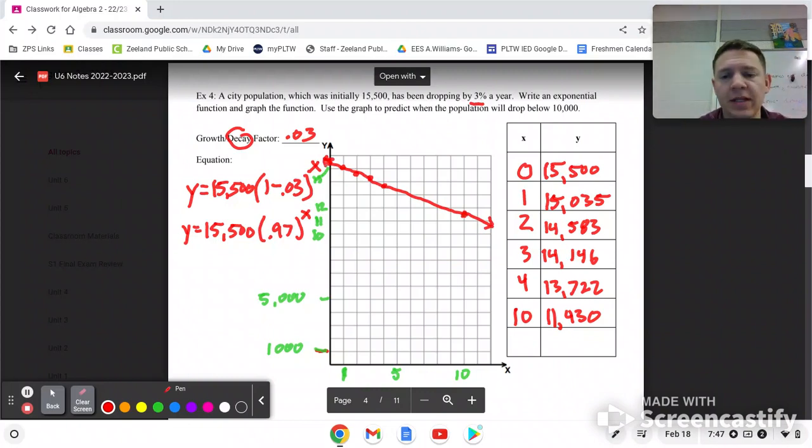Now we have to figure out when that gets below 10,000. The best thing to do is just look at the table. If you look at the table, I think you'll find that after the 14th year and the 15th year, the population will dip under 10,000. In fact, after 15 years, it's 9,815. So my final answer here, I would say 15 years. After 15 years, the population will dip under 10,000.